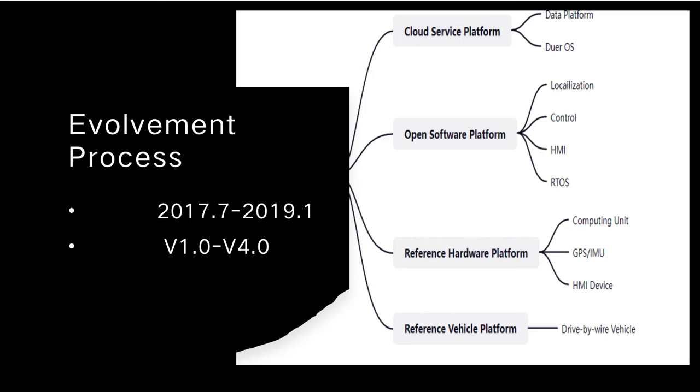Its technical framework consists of 4 platforms as shown in the right graph. There's the cloud service platform, open software platform, reference hardware platform, and reference vehicle platform. Apollo version 2 improves the cruise part of fixed lines. By adding a lidar plugin, the vehicle can perceive the surrounding environment and pass a convolutional neural network algorithm to pinpoint the location for helping plan routes.